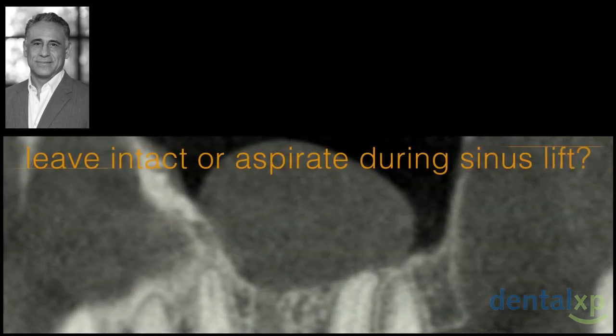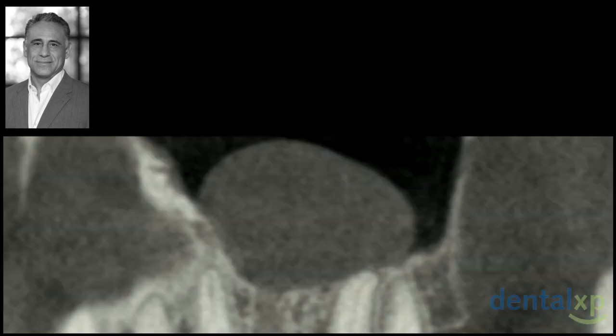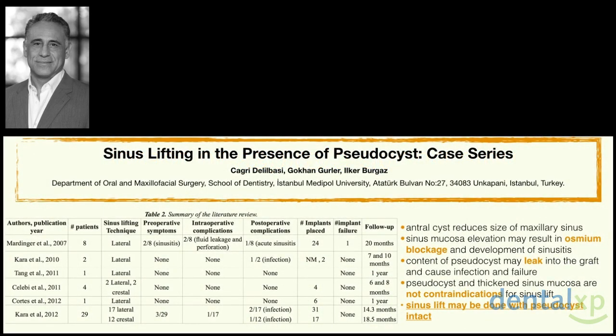Do we leave it intact, or can we still do the sinus lift in place? That's really the question. Do we aspirate it, or do we leave it intact and proceed with the sinus lift? There was a study done by Delibasi, who looked at a number of articles that dealt with the presence of pseudocysts in a series, and basically noted that pseudocysts in the thickened sinus membrane are not necessarily a contraindication to sinus lift. We can do our sinus lift with it present, and the sinus lift can be done with it being intact.